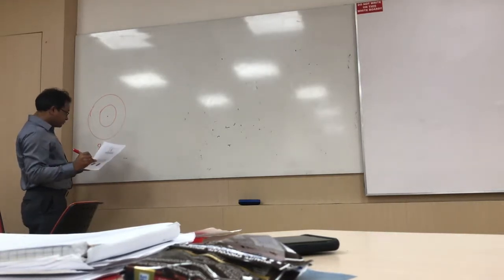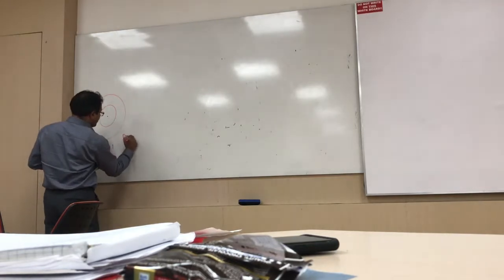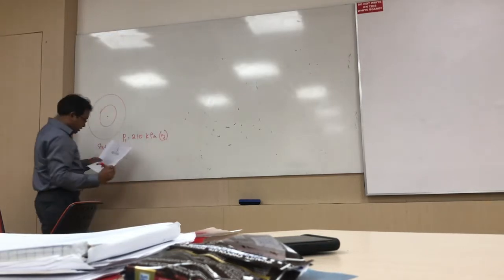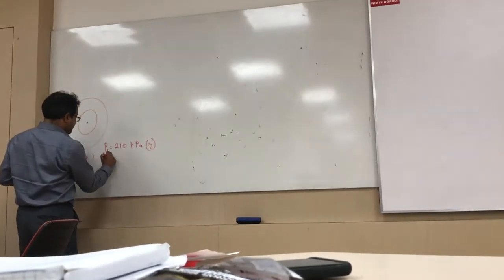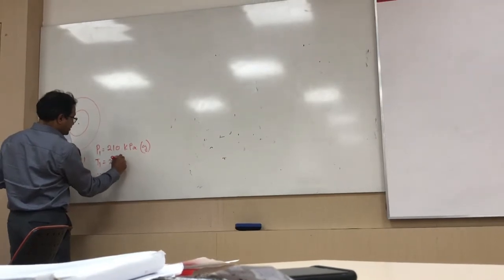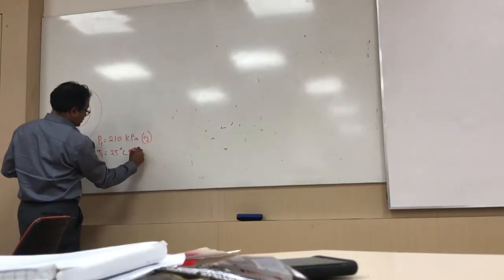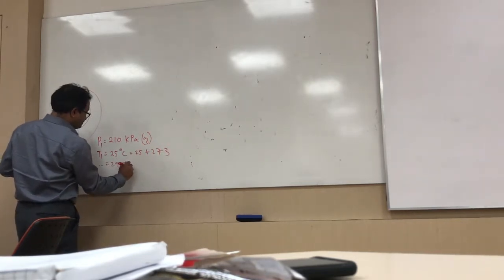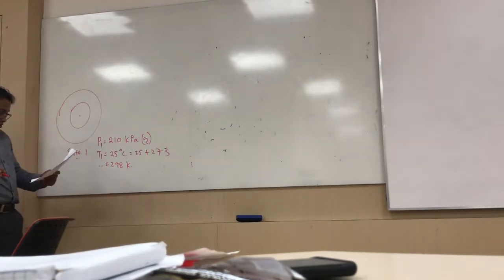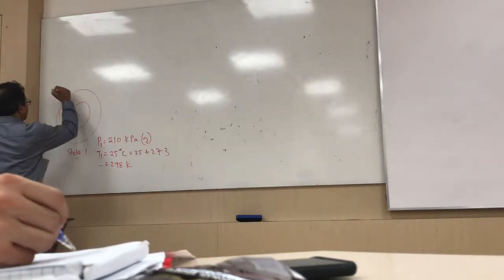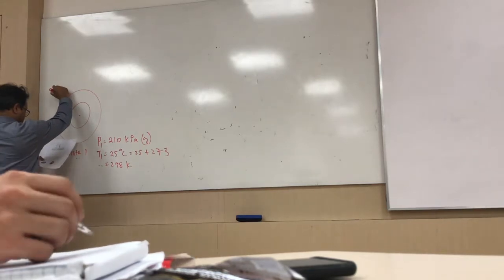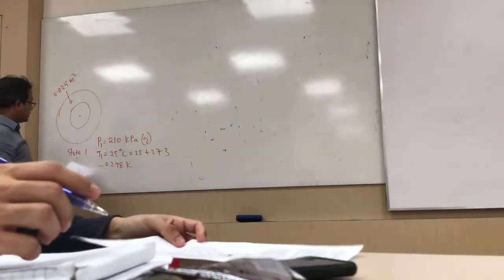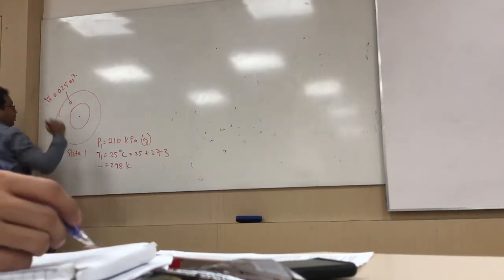So they tell you its pressure P1 is 210 kilopascal, gauge. Then temperature is 25 degrees Celsius, which means 25 plus 273, 298 Kelvin. And they also say the volume of the tire is 0.025 meter cube. So pressure, temperature and volume, I know, no problem, right?